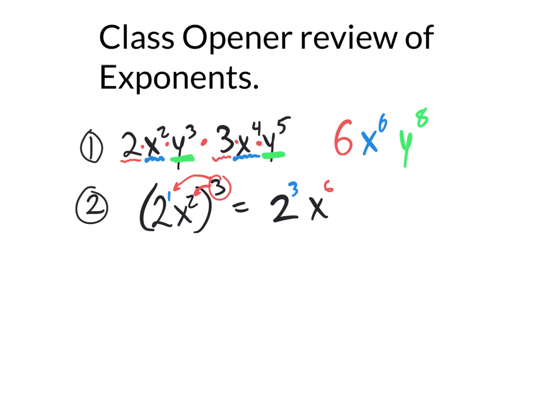And out of that answer, you could still do the 2 to the third. You'll get 2 times 2 times 2, which is 8. And the x to the sixth, you just rewrite it, and that's your final answer, 8x to the sixth. Got it? I hope so.